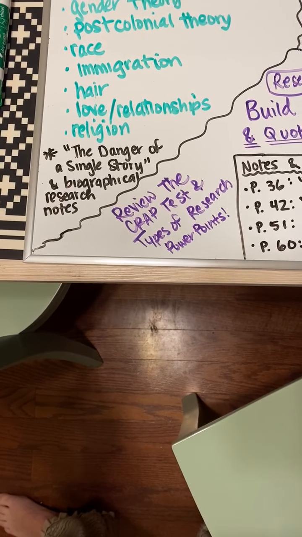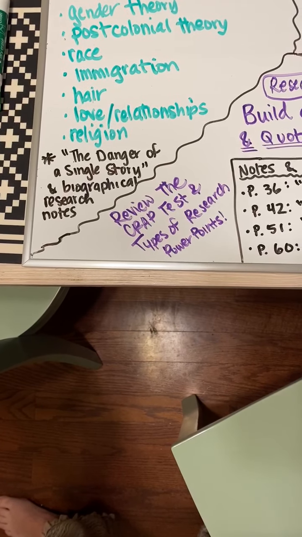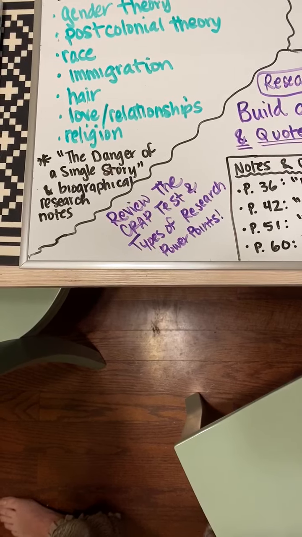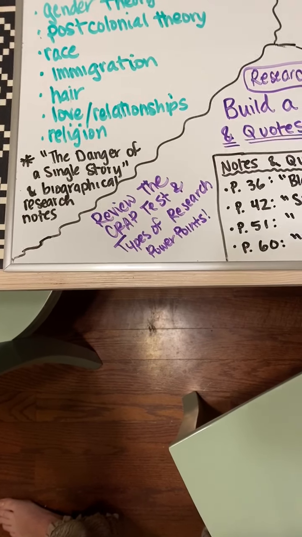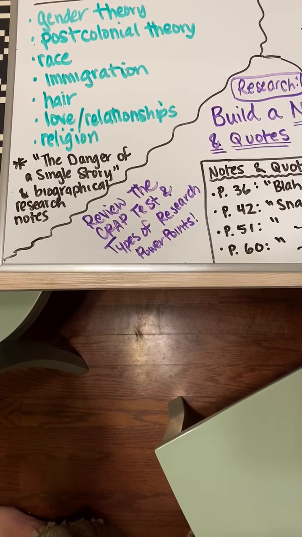You want the research that's challenging. You want the research that's done by experts. So make sure you look through those CRAP test PowerPoint notes. Use that CRAP test rubric when you're looking up sources, and avoid Google and Wikipedia at all costs.